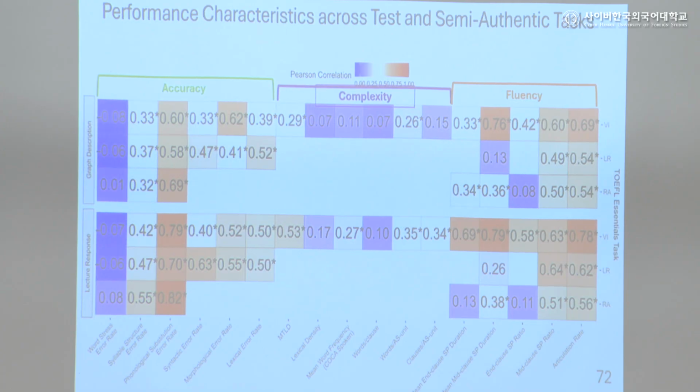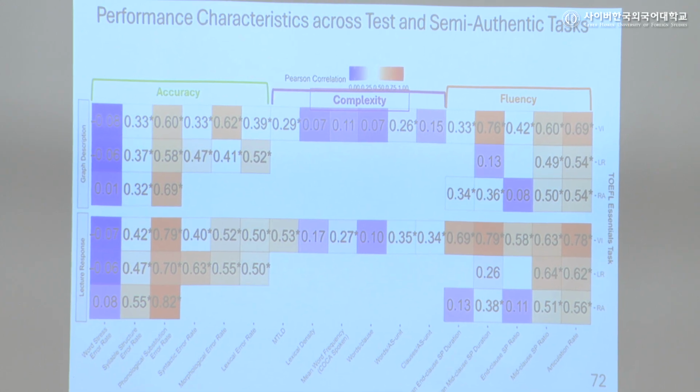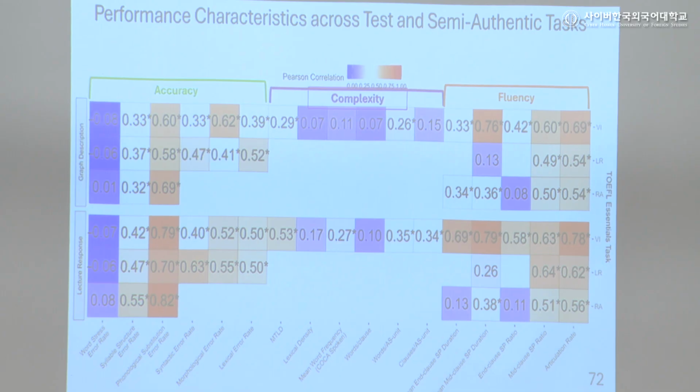Now getting into what I see as being some of the really interesting stuff, we had a set of 17 linguistic features that we coded or tallied across all of the speaking samples, including the test speech and the real-world speech. So here we have our two lab tasks. The top row of results is the graph description. The bottom panel, I should say, is the lecture response, where they had to discuss and reflect on the lecture. And what we can see here, I've organized these into complexity, accuracy, and fluency.